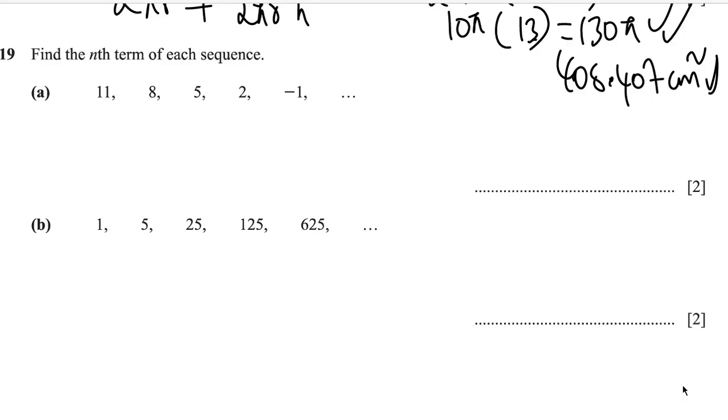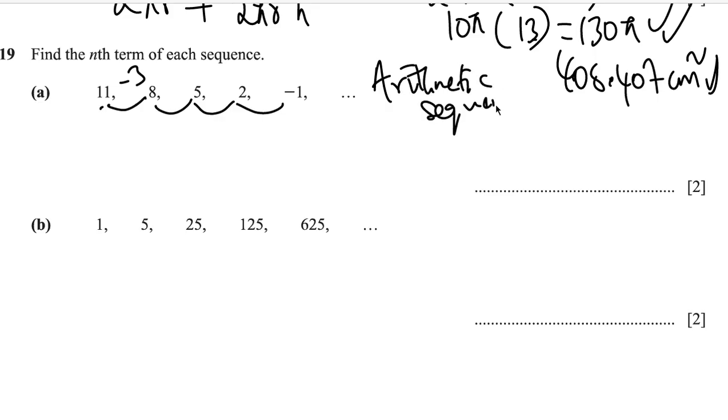Okay, question 19 says, find the nth term of each sequence. Now you have 11, 8, 5, 2, negative 1, it keeps going, and let's start with that. So you can see that there's a constant difference of negative 3. Negative 3 is constantly subtracted. 11 minus 3 is 8. 8 minus 3 is 5. And that rings a bell to what we have as the arithmetic sequence, because there's a constant difference, the constant deduction of negative 3.